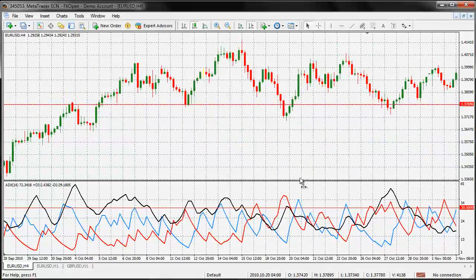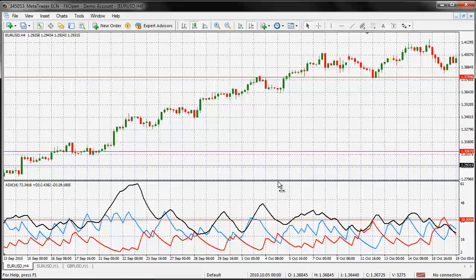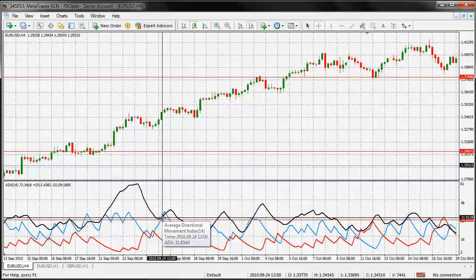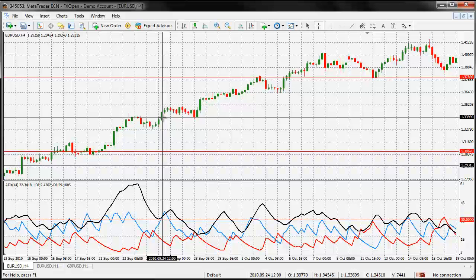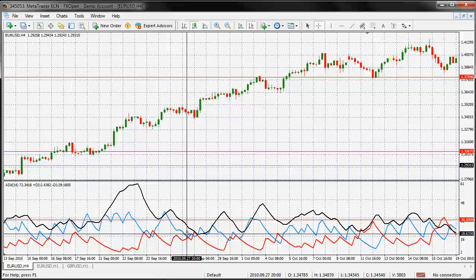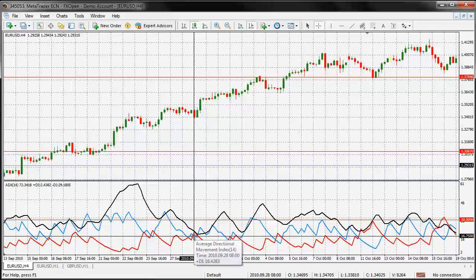Let's see if we can find some more areas where we can show you where you can actually get in. Here is another area. We can see that the blue line here has now crossed, it's reached into the 30 area, and now it's hit that black line. Great, that's what we want. Where that signal appeared, it appeared right on a support line, so that's good. That's what we want. And now we can ride this trade until it basically crosses over again.